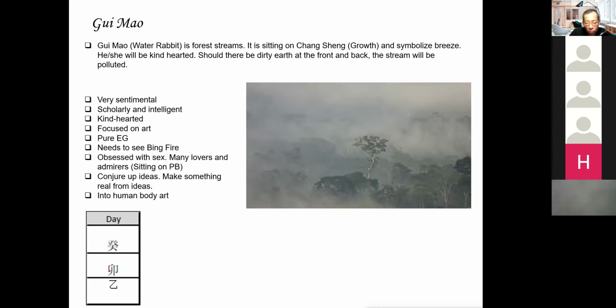Now, if you have a Kuei Mao client or somebody that you talk to, the best approach, again, is conjuring up ideas, intellectual property. Okay, because they are pure EG, they are very creative. They should be songwriters, storytellers, they should be able to do something in entertainment, production, comedian. They can just bring up ideas, and they make very, very good output from that, because they're sitting on an output star. So output star, they need to look at.